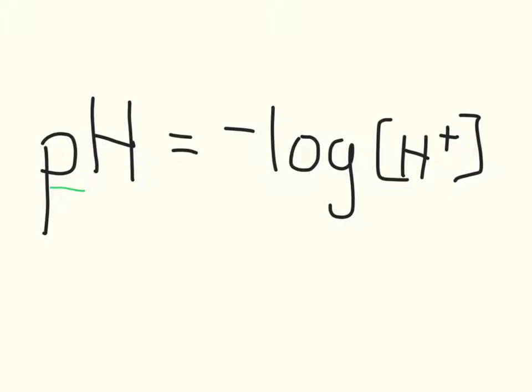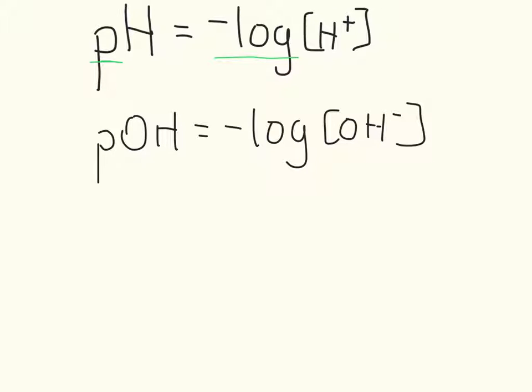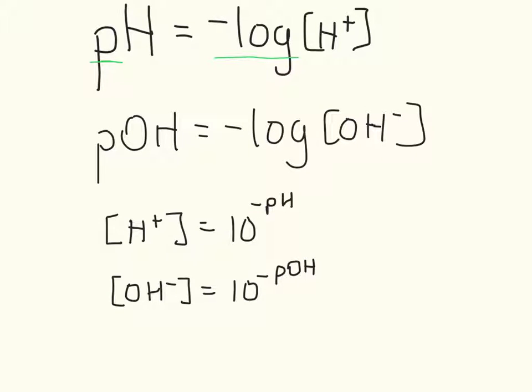The letter P is just an indication that you need to take the negative log of something. So to get the pH, you take the hydrogen ion concentration, take the log of it, and change the sign. Likewise, pOH would be an indication that you need to take the negative log of the hydroxide ion concentration. To get the hydrogen ion concentration, you just do 10 to the negative pH, and likewise, to get the hydroxide ion concentration, you would do 10 to the negative pOH.